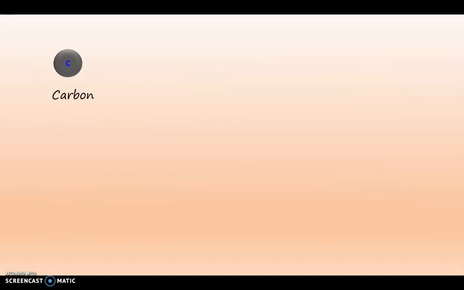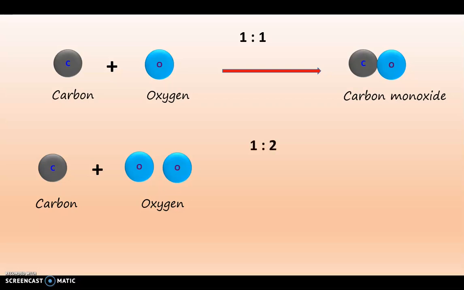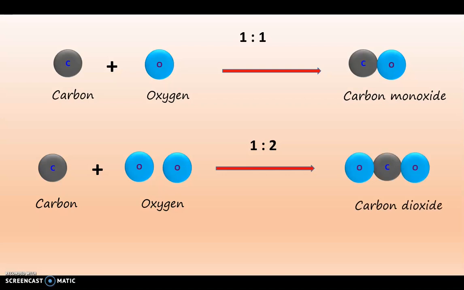Similarly, one atom of carbon reacts with one atom of oxygen in the ratio 1:1 to form a molecule of carbon monoxide. Also, one atom of carbon can react with two atoms of oxygen in the ratio 1:2 to form a molecule of carbon dioxide.